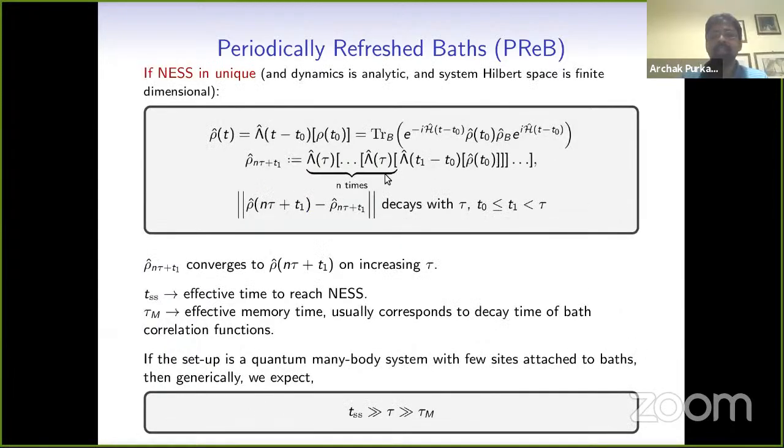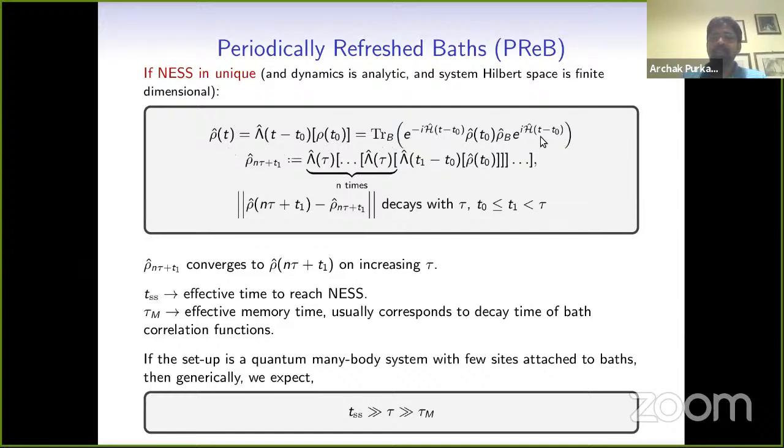Okay, so this is the precise statement actually. The assumptions are uniqueness of the steady state, the dynamics being analytic, and the system Hilbert space being effectively finite dimensional. It does not have to be exactly finite dimensional. Meaning, if you have a bosonic system, you have an infinite dimensional Hilbert space, but if the number of bosons per site is capped due to some physical reasoning, then it's also finite dimensional, right? So these three assumptions were required to prove this statement, and that's exactly what I mean by this being required. Okay. So this is the statement.